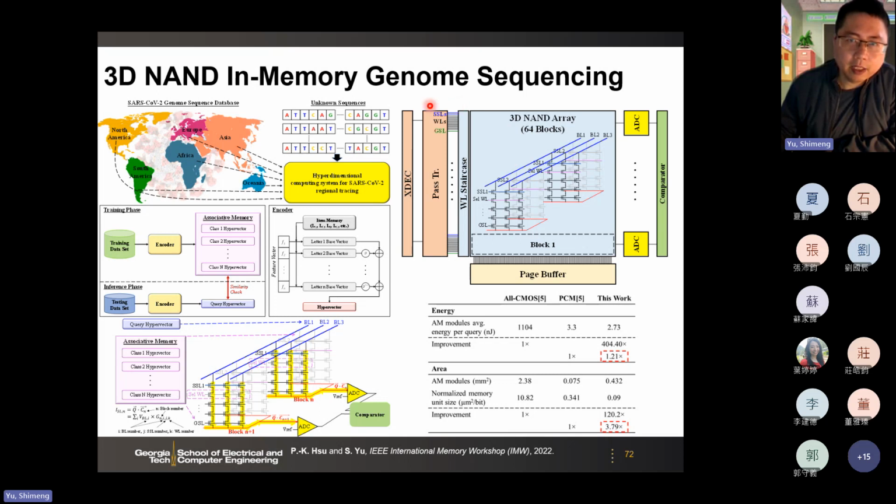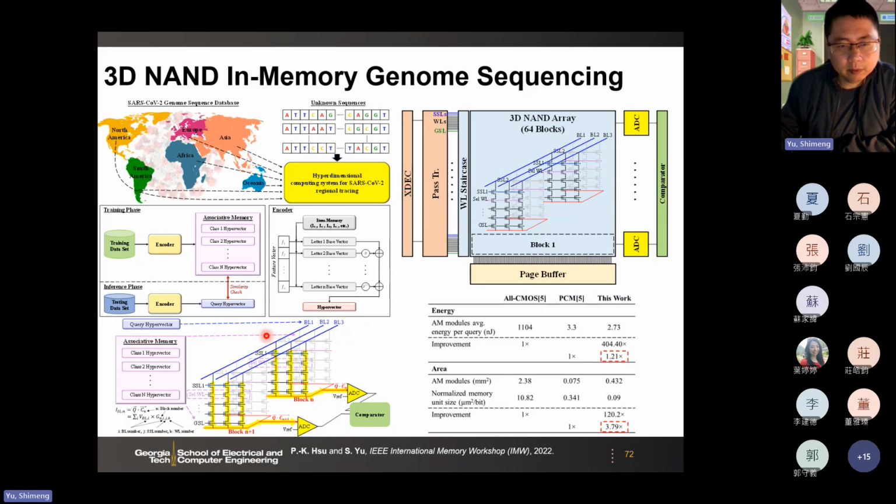So here one application is bioinformatics, and one example is genome sequencing. For the DNA, if you want to match it to a certain class, you have to do this matching process with those ATCG labels. One example is COVID virus matching. There are so many variants, so we have to match which class this one belongs to. So for the data, we can store the classes in the 3D NAND, and then use the 3D NAND as associative memory.